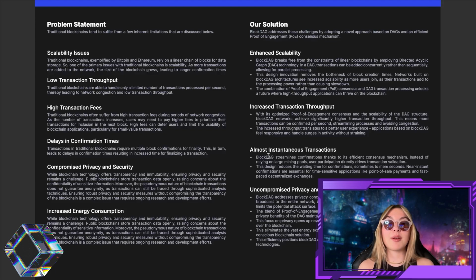We've got the enhanced scalability, increased transaction throughput, almost instantaneous transactions, and uncompromised privacy and security, which is always a big thing. And I really think that this key point over here is one of the biggest ones, because they really have developed an insane system that makes it work. And really congrats to them for even putting all of this like this so you guys can understand as well, and anyone really to understand the mechanics behind their entire operation.